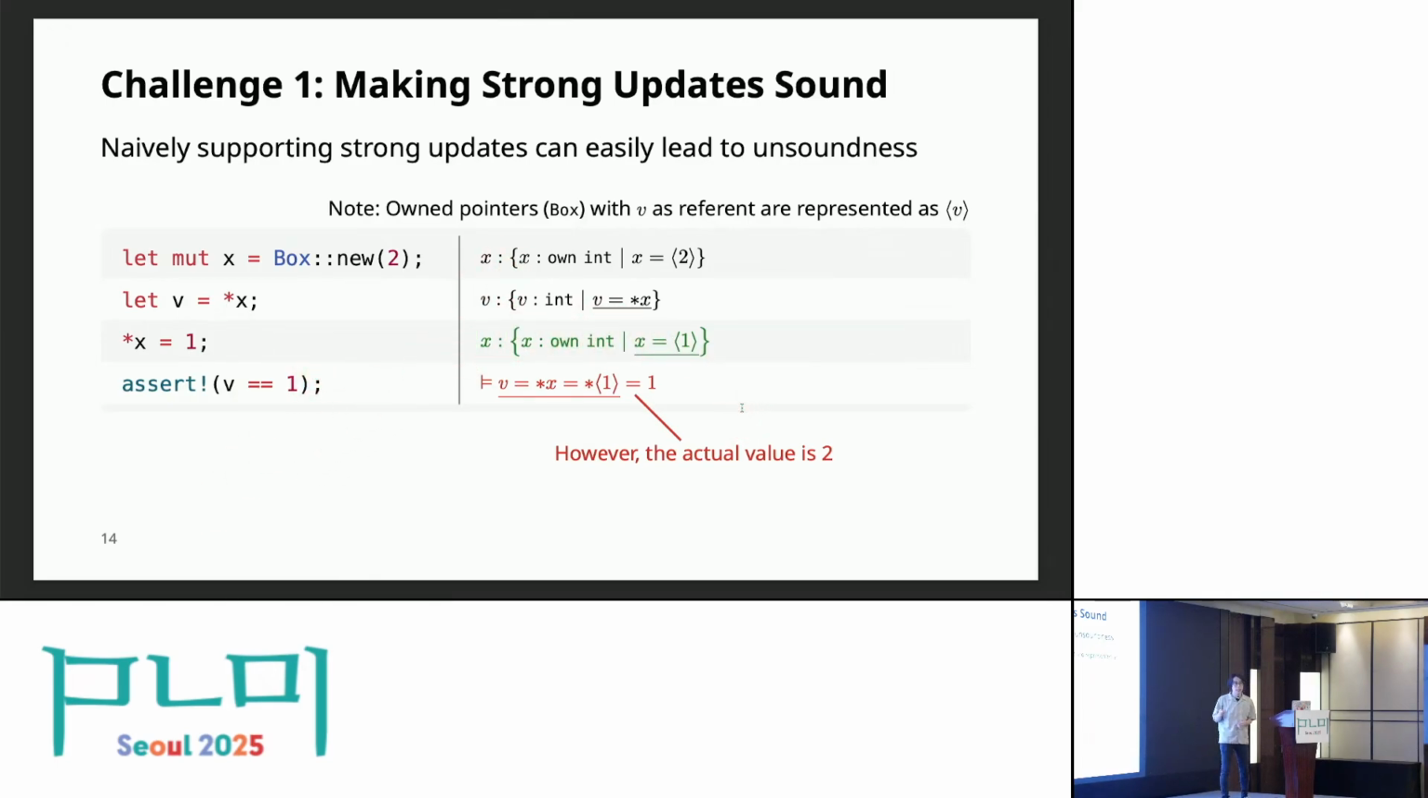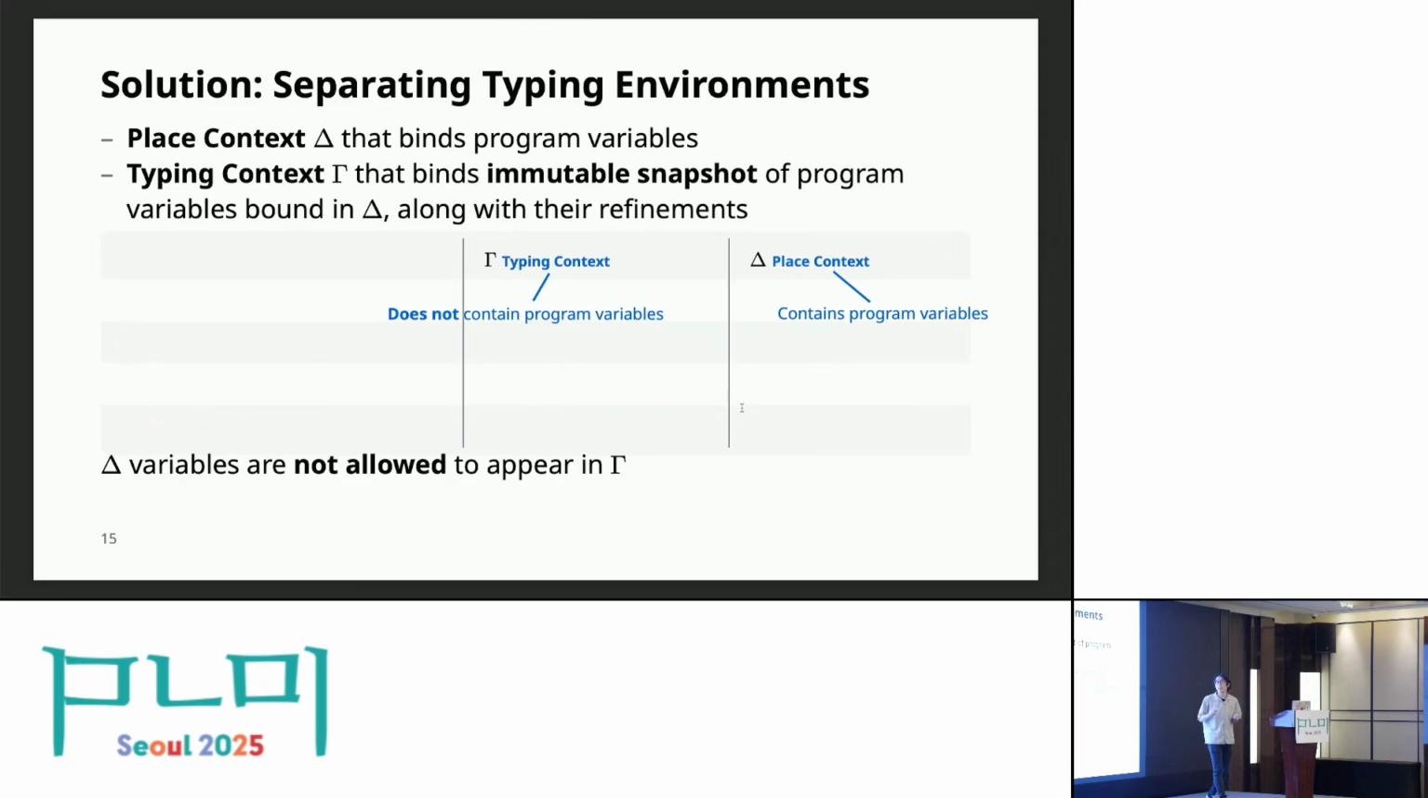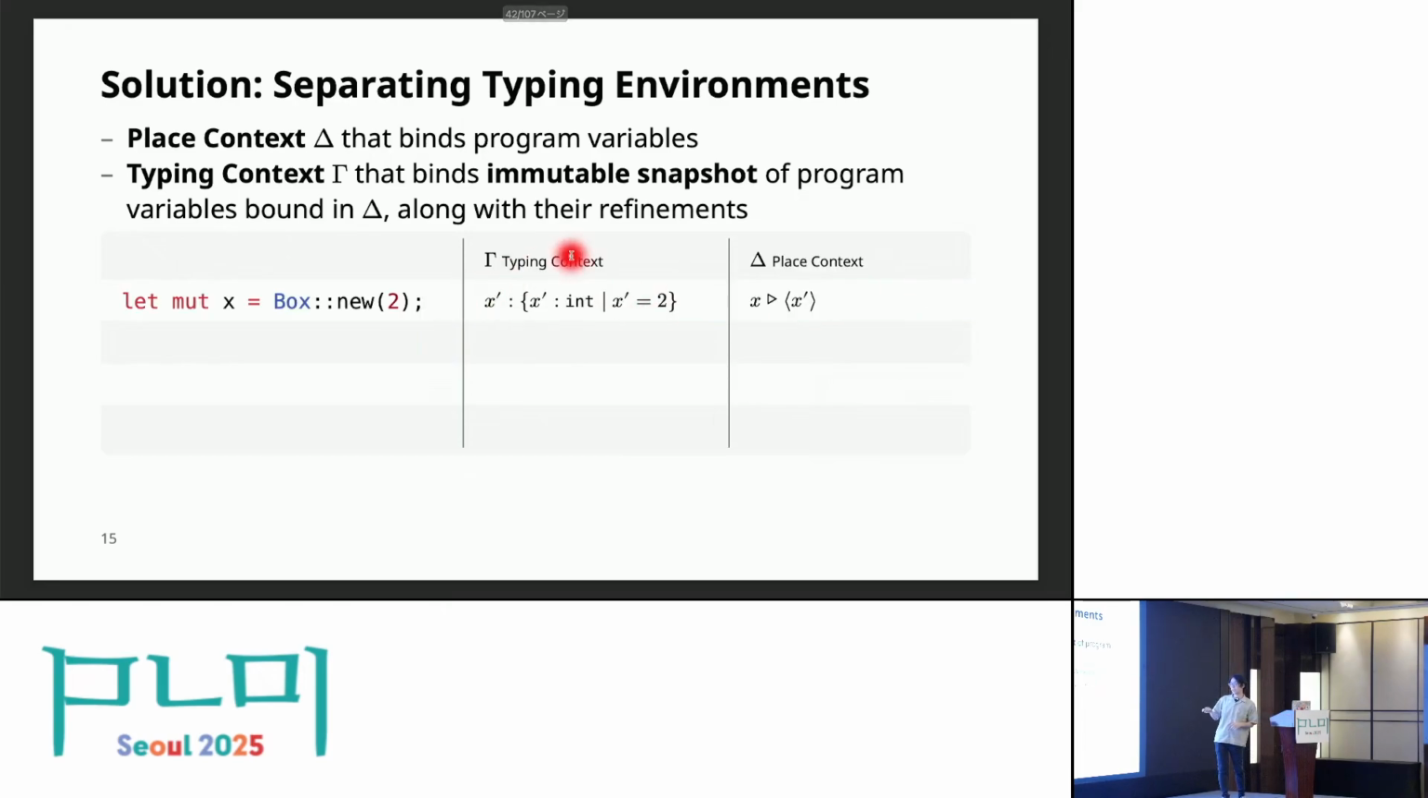So this is a challenge, and we have a solution in our Rust type system: we separate the typing context. We have two typing contexts in our type system. First is the place context, which we denote as delta, that binds program variables. And second is the typing context, which we denote as gamma, that binds immutable snapshots of program variables in delta. It's important to note that program variables are not bound in gamma, so first we have to bind program variables in delta. So let's see that in an example.